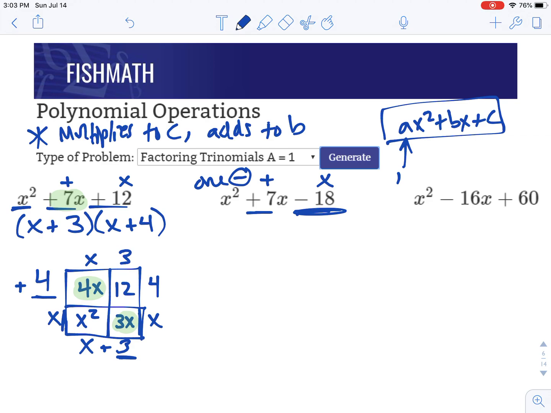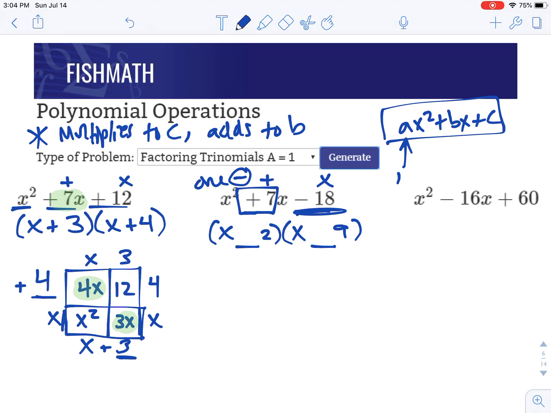We can again go through the list. So 18 would be 1 and 18, 2 and 9, 3 and 6, and that's it. So which of those are 7 apart now? Not a total of 7 like it was before, 7 apart, because one's going to be negative, one's going to be positive. And that's going to be 2 and 9, because those are 7 apart from each other. So we're going to use 2 and 9. So we'll do the same template. So x and x make x squared, 2 and 9. But we want to add to a positive 7, and one of these two has to be negative.